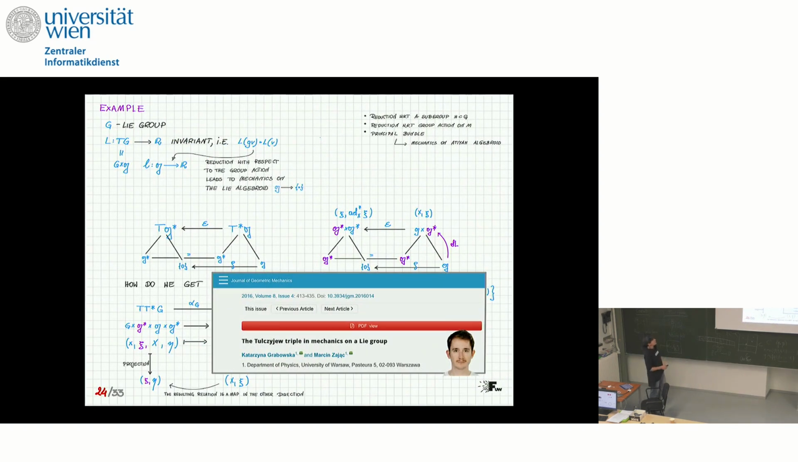Although the system is very well known, this procedure of reduction was really not written anywhere. So I asked one of my students to do that as his master thesis, and this is the result of his work.